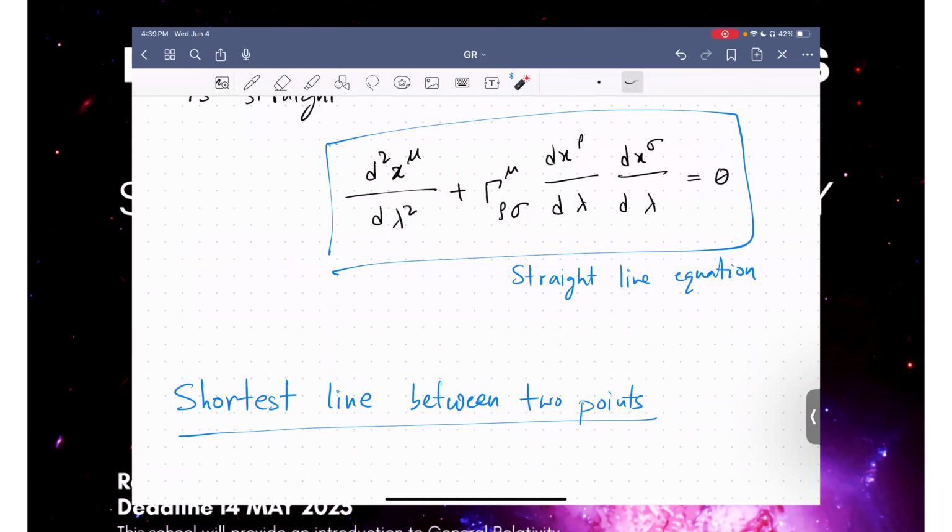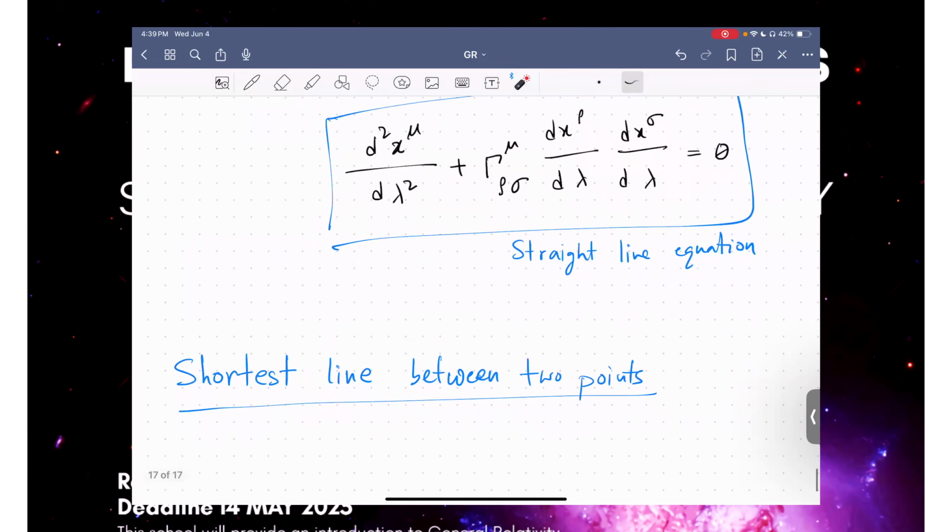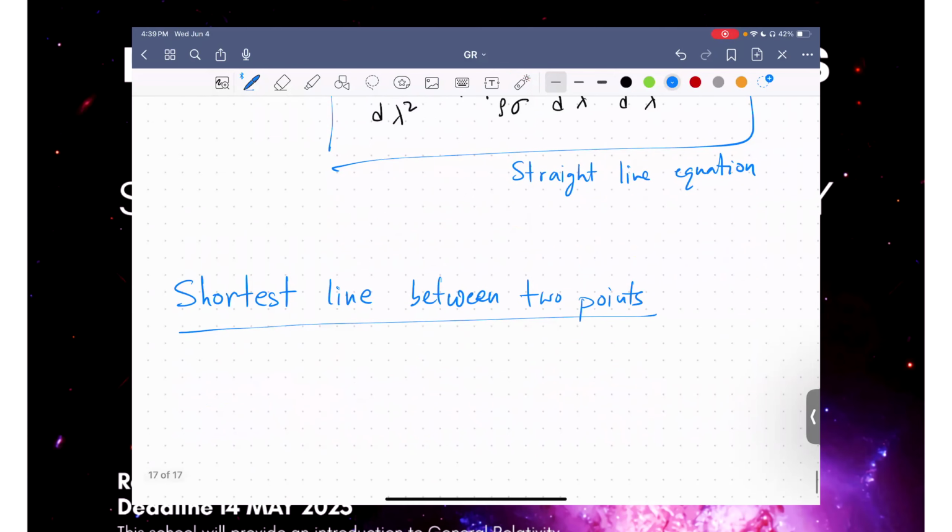Okay, so there's a question. Do you mean a geodesic by straight line? No. By geodesic, I mean the shortest line. So this is going to be the geodesic. Thank you for the question. I forgot to mention what I mean by geodesic. So a geodesic is the shortest path between 2 points.